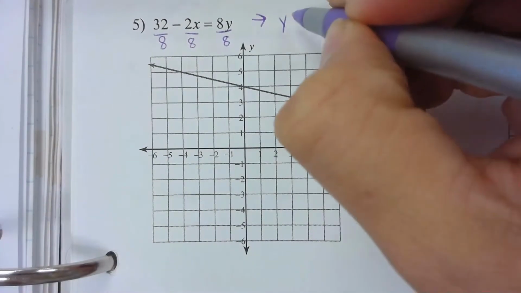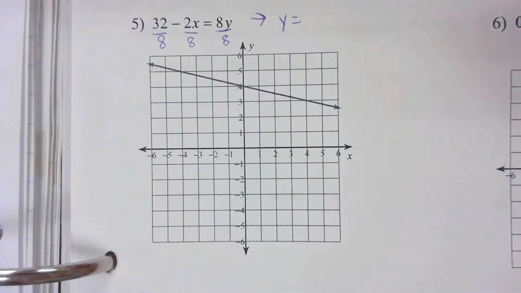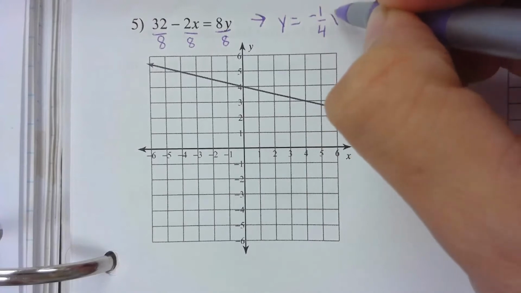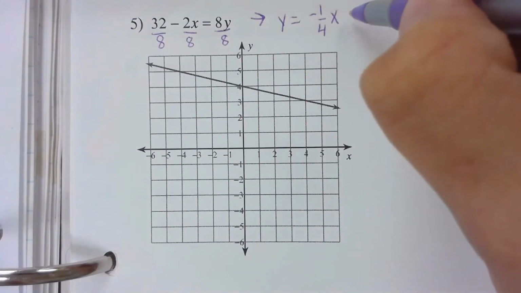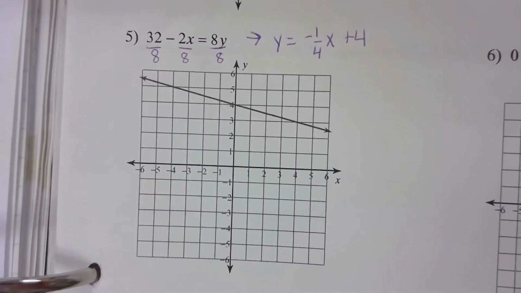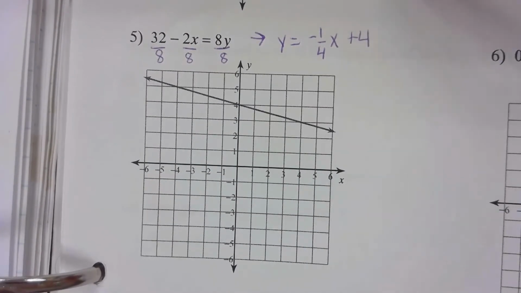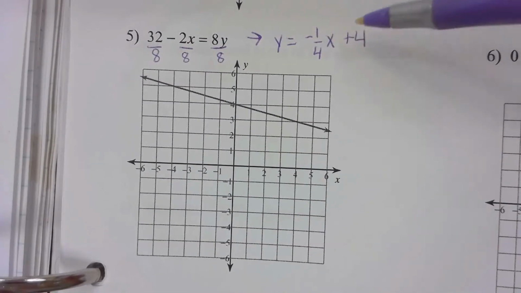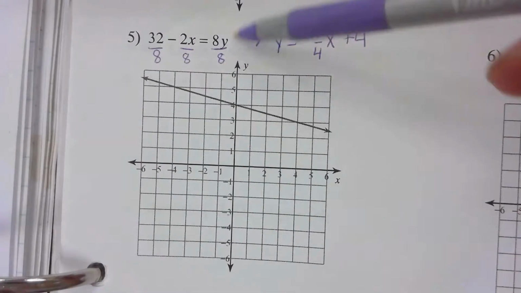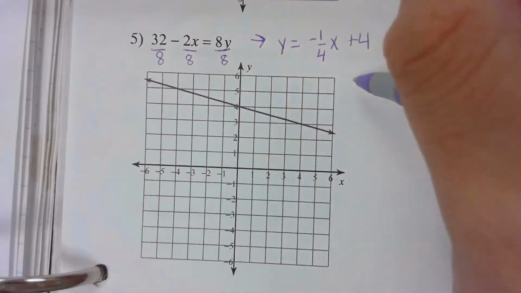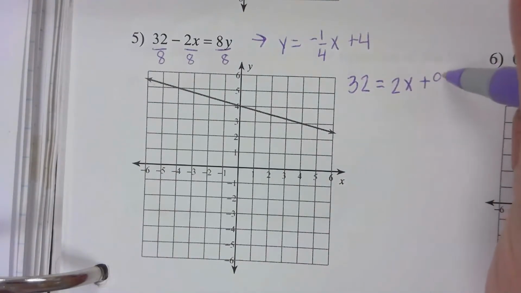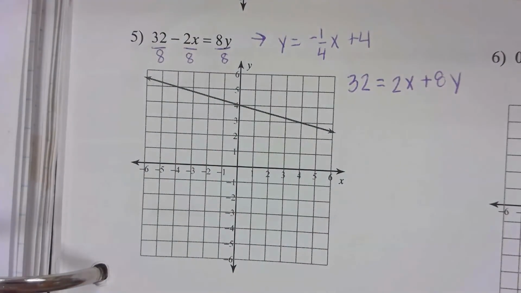Thus giving me y equals negative 2 divided by 8 is negative 1/4, and 32 divided by 8 is positive 4. So technically in slope-intercept form, I have negative 1/4 x plus 4. This is also really close to standard form. For standard form, all I had to do was add 2x to the other side.